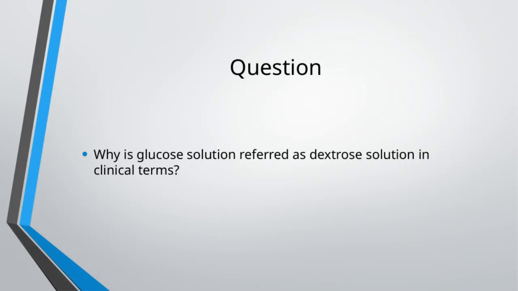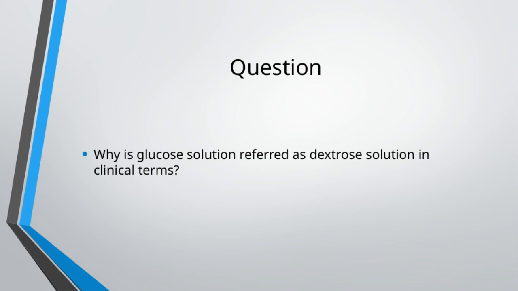Now, let's explore why glucose solution is often referred to as dextrose solution in clinical terms. You might wonder, what's the difference between glucose and dextrose? Well, technically, glucose is the name of the sugar itself, which is a simple carbohydrate essential for our body's energy. Dextrose, on the other hand, is just a specific form of glucose, specifically the D-isomer, which is the naturally occurring form found in our bodies.